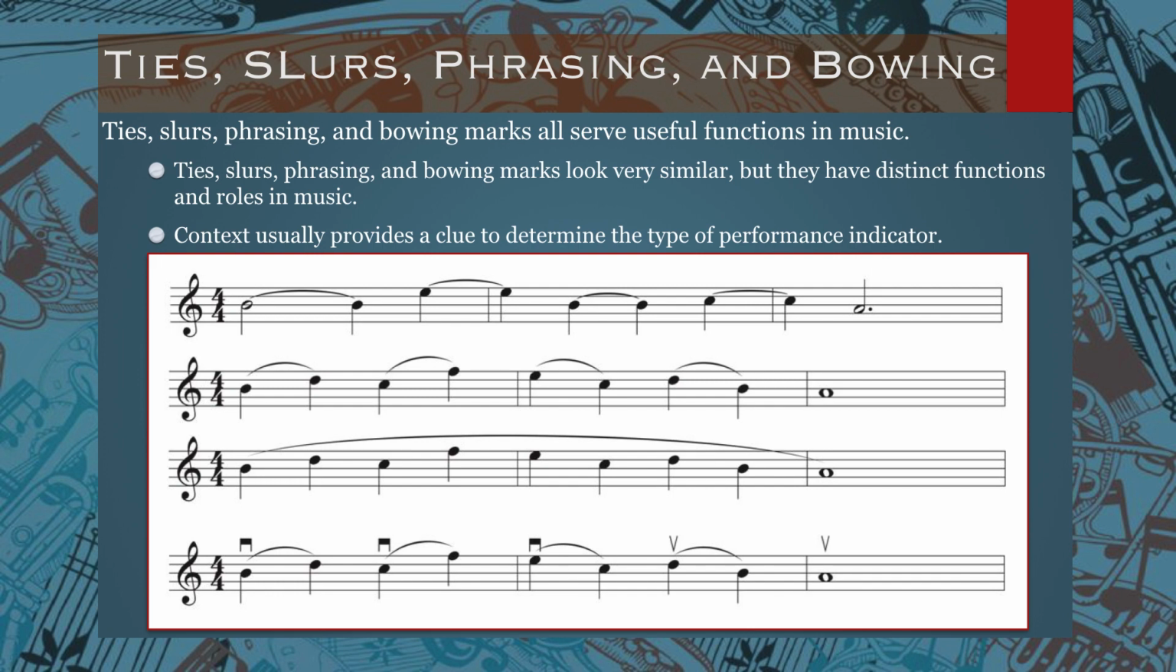So these are just ways to indicate how a string player should articulate the phrase using their bow. And that's a little more advanced of a concept, so you don't actually have to know that, but you should be aware that this kind of marking also does exist. They're called bowing marks.